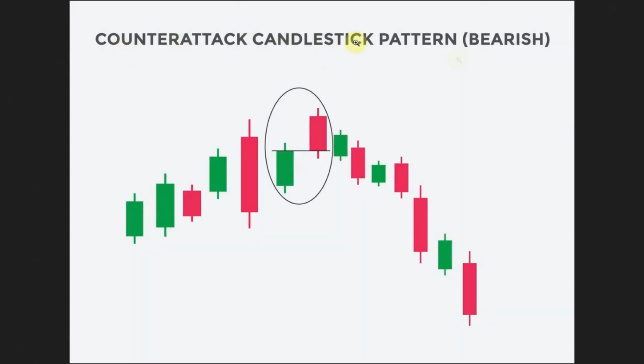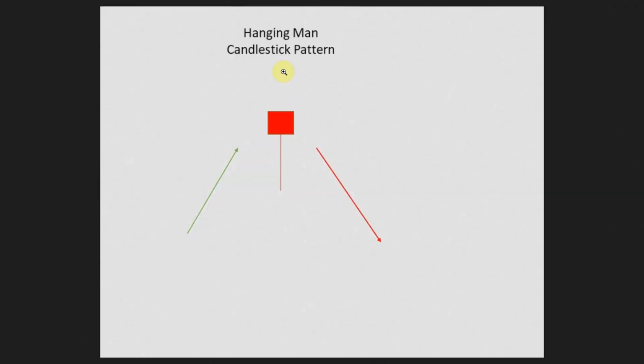Now we're going to start the bearish candlestick patterns which indicate that the ongoing uptrend is going to reverse to a downtrend. Hanging man is a single candlestick pattern which is formed at the end of an uptrend and signals bearish reversal. The real body of this candle is small and is located at the top with a lower shadow which should be more than twice the real body. This candlestick pattern has no or little upper shadow.